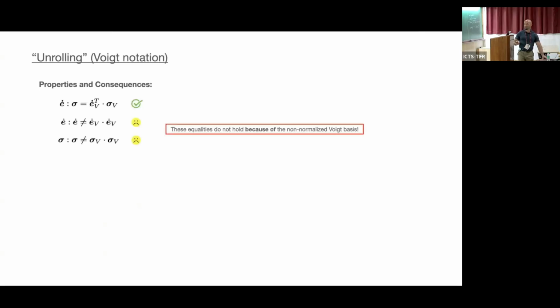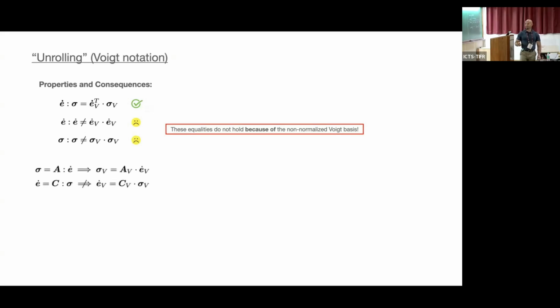Okay, so the question is, I need to unroll this tensor so I can see it, but does that eigenvalue stuff actually work? Not really, unfortunately. So the basic identity works that, by design, the double contraction reduces to a dot product. However, these identities don't hold. So if you multiply the strain by the strain, that doesn't work anymore. If you multiply the stress by the stress, that doesn't work anymore. And that's because we had this bad differential geometry thing.